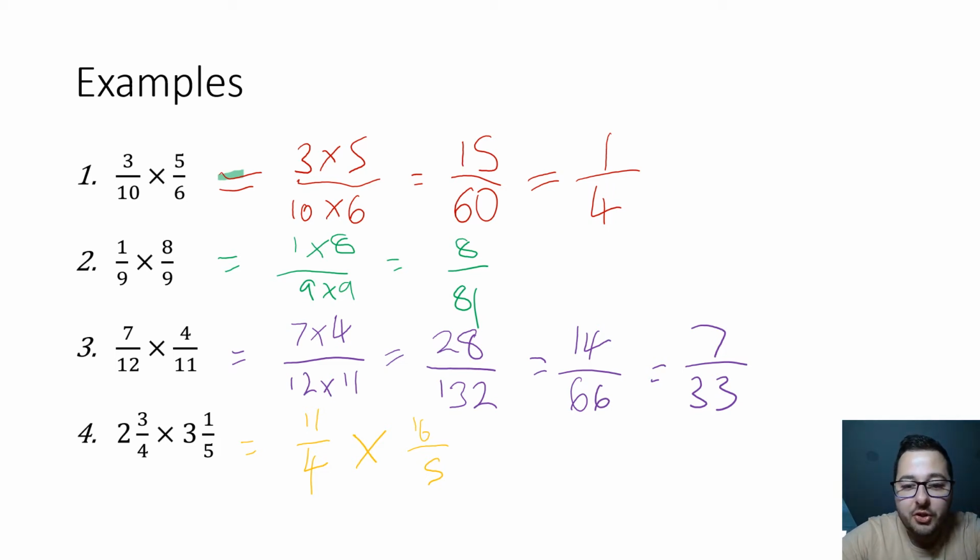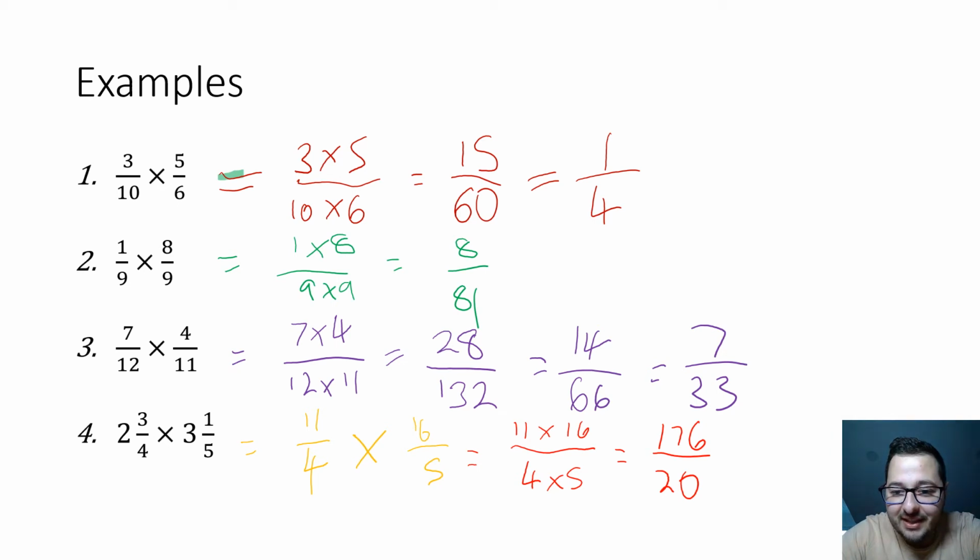And now we can just do what we've been doing the whole time. So this is 11 times 16 over 4 times 5. And then 11 times 16 is going to be 176, and 4 times 5 is 20. And then we want to simplify this. So this is going to be 88 over 10, which is 44 over 5.